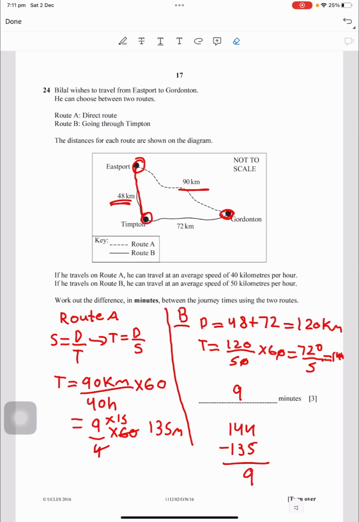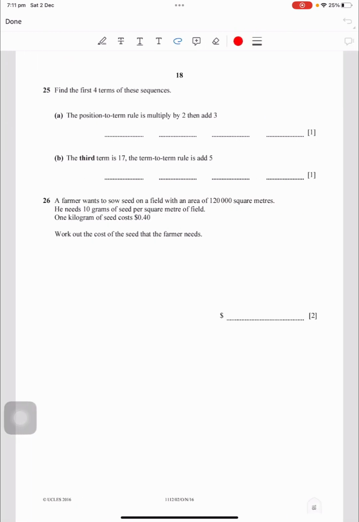Okay, let me flip the page. Okay, question number 25. Find the first 4 terms of these sequences. Okay, so the position 2 term rule is multiply by 2, then add 3. So for this, what we can do is first, for example, we can do 1 times 2 plus 3. So this is the rule actually, which is equal to 5.